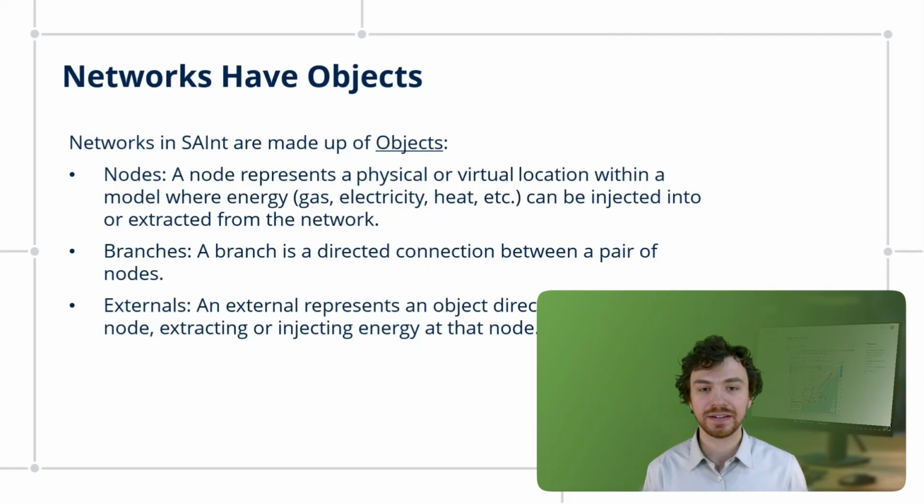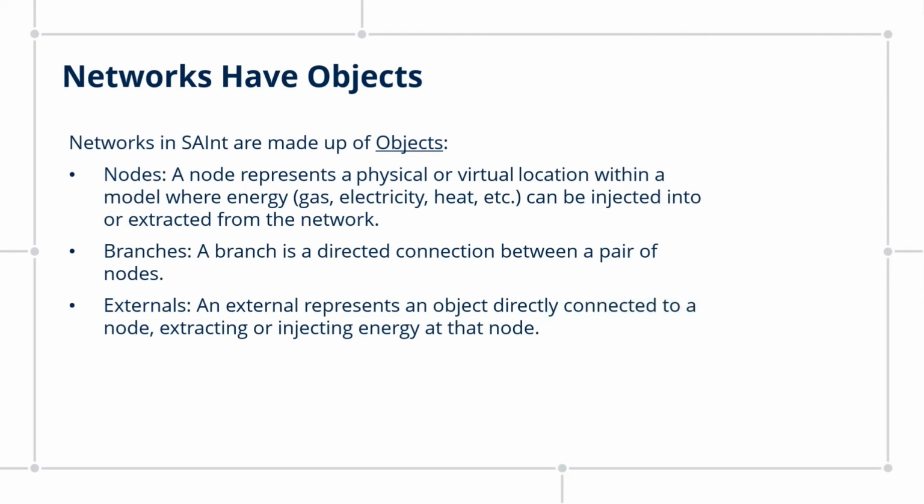What is a SAInt network? Well, SAInt networks have objects. The three basic types of objects are nodes, branches, and externals. In SAInt, a node represents a physical or virtual location within a model where energy can be injected into or extracted from a network. Branches are a directed connection between a pair of nodes, and externals are an object directly connected to a node, extracting or injecting energy at that node.